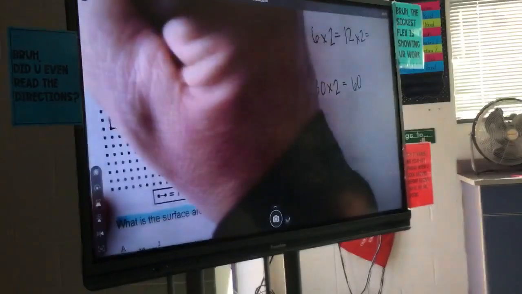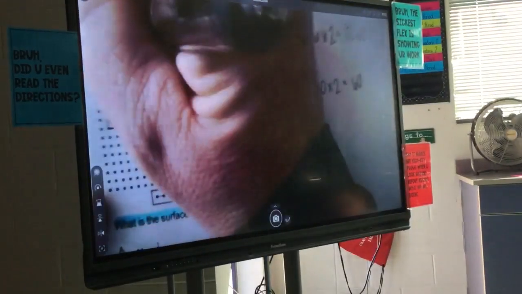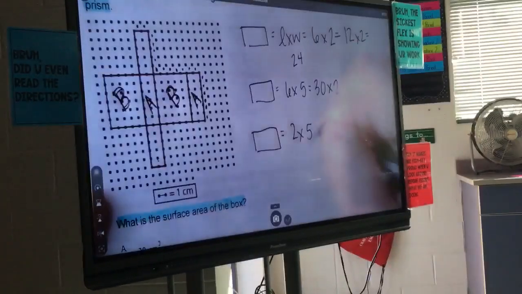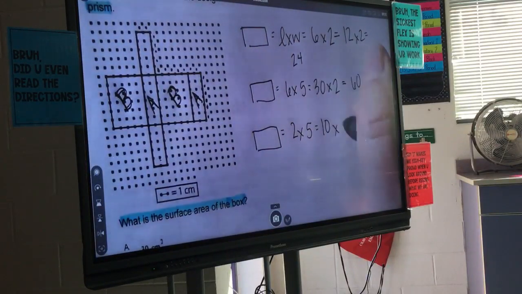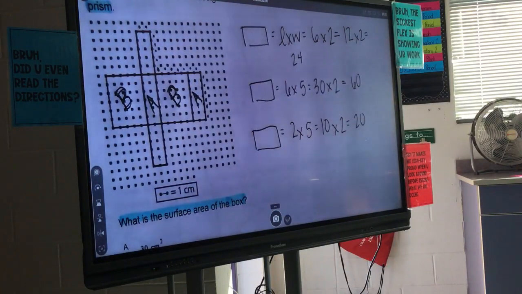All right, and then my last one is this shape or this shape. So I'm going to do 1, 2 times, and then 1, 2, 3, 4, 5. All right, so what is 2 times 5, Marley? 10. Marley, how many of those shapes do I have? 2. So I'm going to do 10 times 2, which gives me 20.